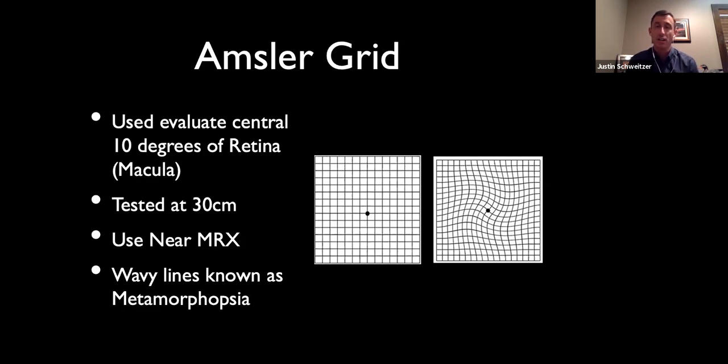You can see here on the right, this patient has some metamorphopsia. You can see how the lines are wavy. Here is a normal looking Amsler grid in this situation.